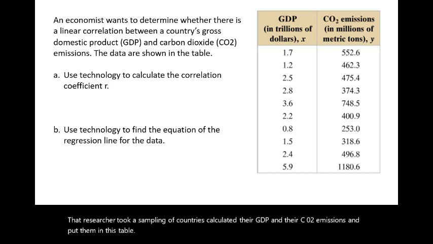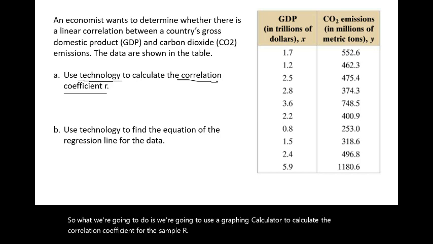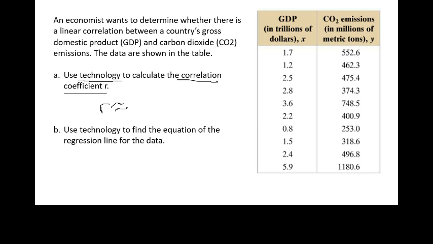So what we're going to do is use a graphing calculator to calculate the correlation coefficient for the sample R. I uploaded a separate video on how to use a graphing calculator to find your R value. I will leave a link for that video in the description. So using those calculator steps outlined in that other video, and I will also upload the paper instructions on Canvas, you get an R value of approximately 0.912.